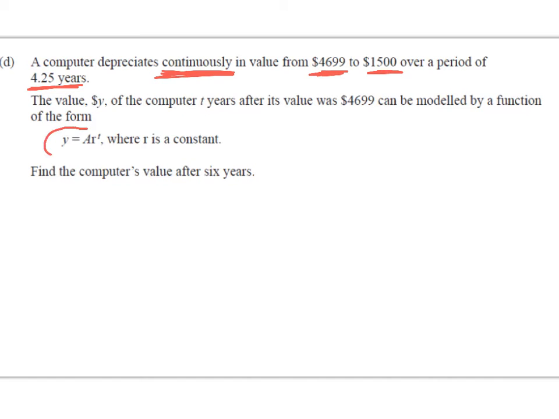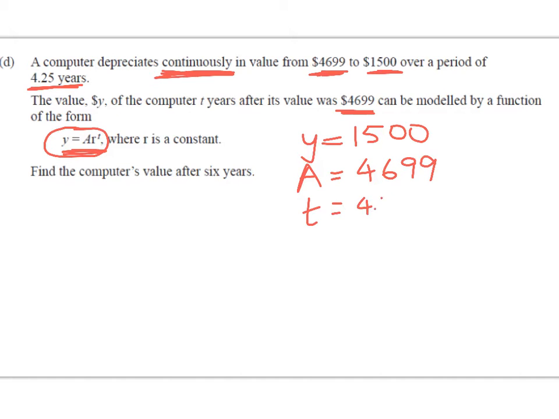So the formula that we're about to be given is this one here. The value of the computer t years after its value was 4,699 can be modelled by this function. So what do we have here? Well, we've got y is the value of the computer after 4.25 years. So y is 1,500, a is the 4,699, and t is 4.25. So look what we don't know. What is it? It's r. What is that? Continuously depreciating rate.